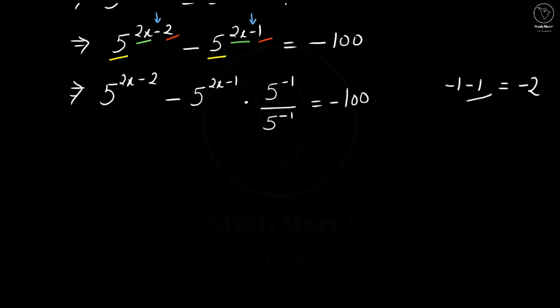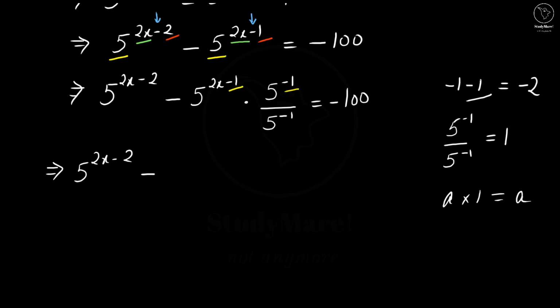equals minus 100. Since 5 to the power minus 1 divided by 5 to the power minus 1 is equal to 1, and any number a multiplied by 1 gives us the same number a. In the next step, minus 1 and minus 1 add up based on the rules of exponents, and we get 5 to the power 2x minus 2 minus 5 to the power 2x minus 2 into 1 by 5 raised to the power minus 1 is equal to minus 100.